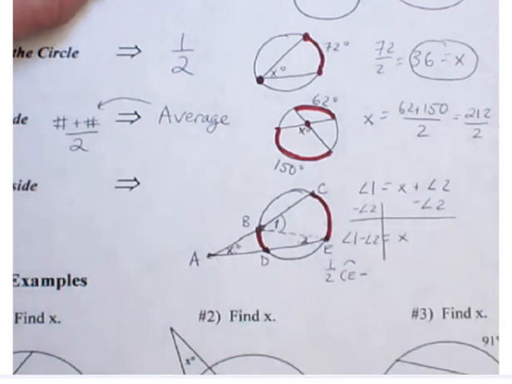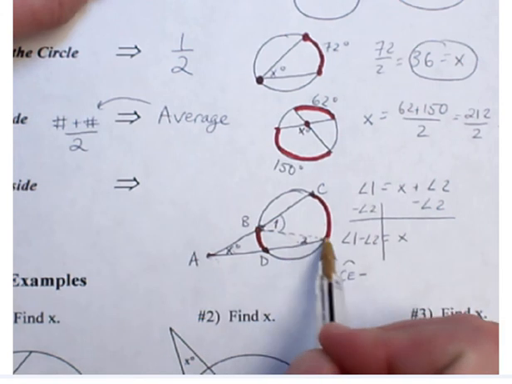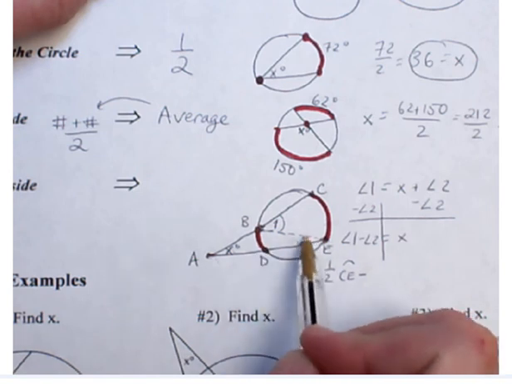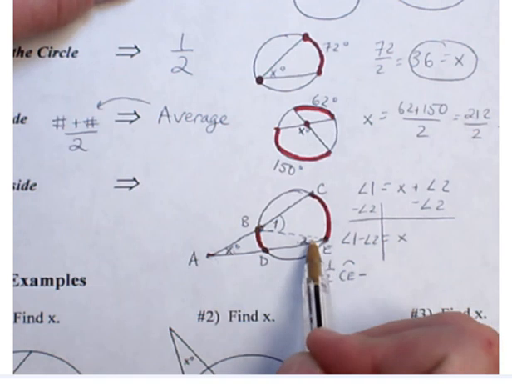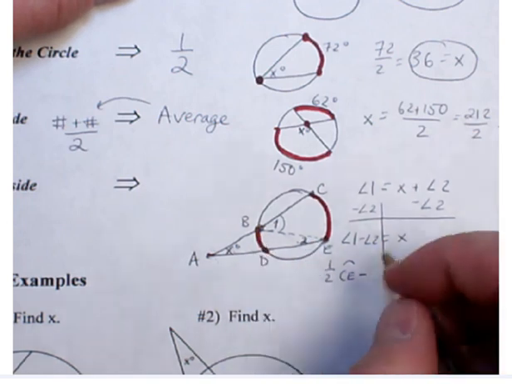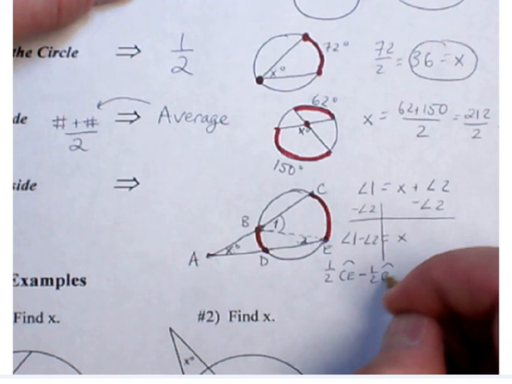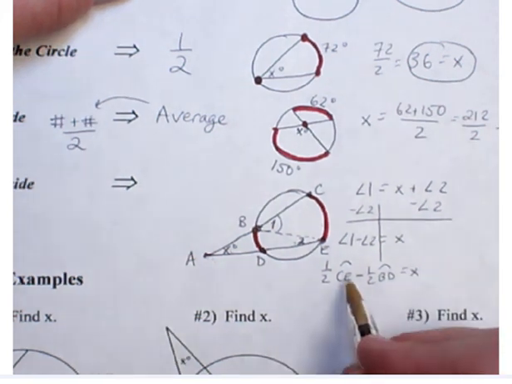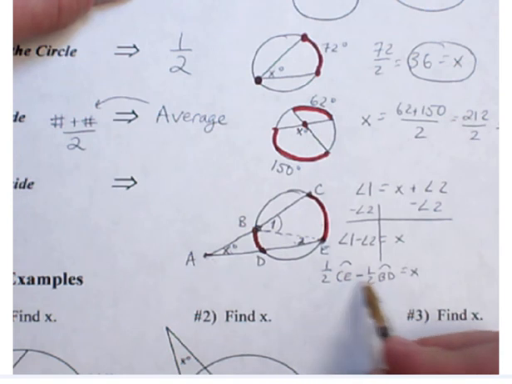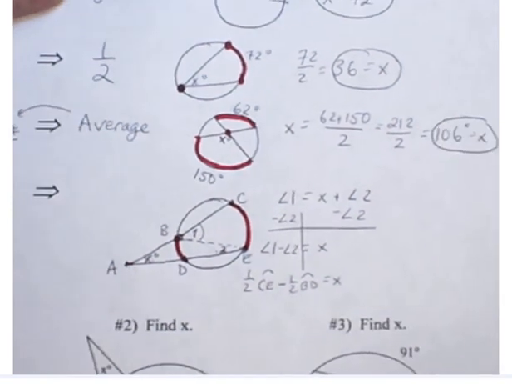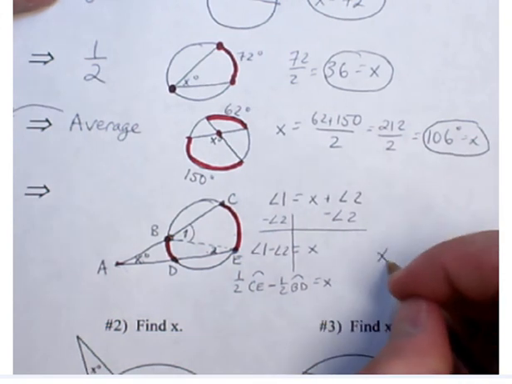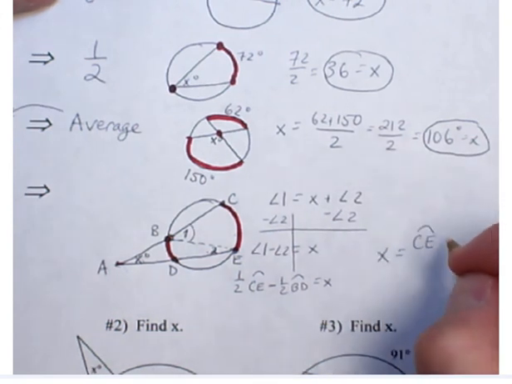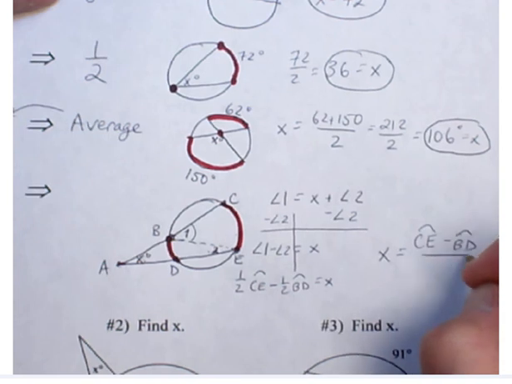And then angle 2, the vertex is here at point E. That's an inscribed angle, and that intercepts arc BD. If the vertex is on the circle, then the angle measure is half of the arc. So that's half arc BD. That gives you x. Now I'm going to clean this up here. Let me factor out the 1/2. What we end up getting is that the outside angle x is arc CE minus arc BD divided by 2.